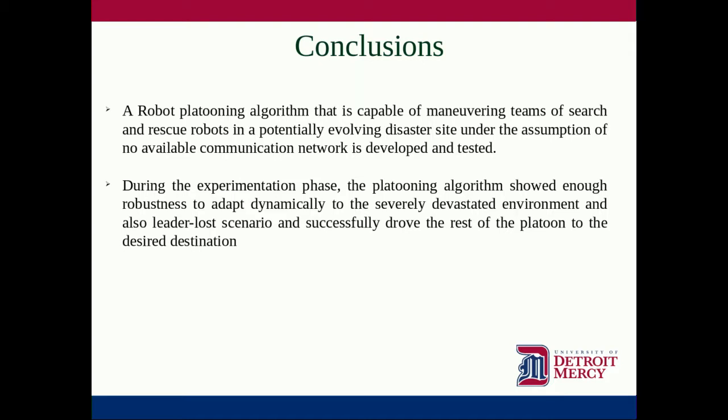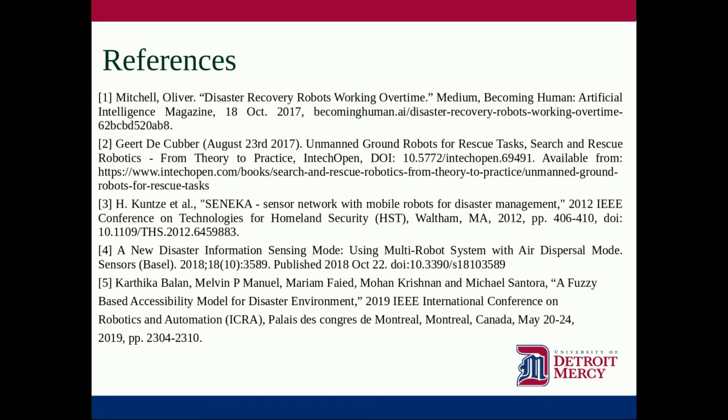As a conclusion, the platooning algorithm that is capable of maneuvering teams of robots in a potentially evolving disaster site under the assumption of no available communication network is developed and tested. During the experimentation phase, the algorithm showed enough robustness to adapt dynamically to the severely devastated environment and successfully drove the rest of the platoon to the desired destination.